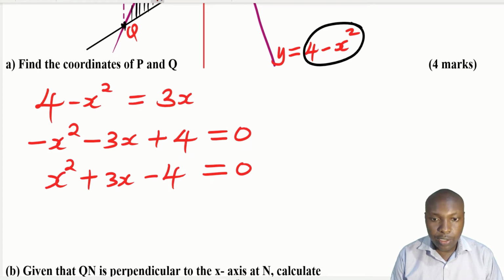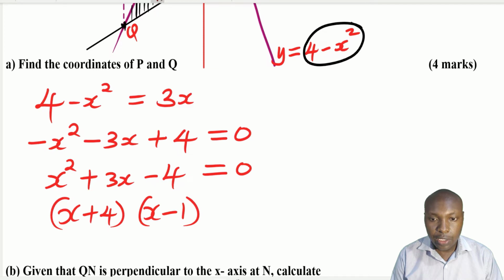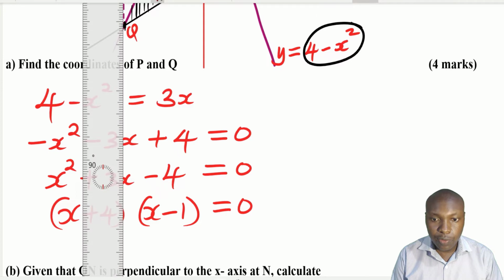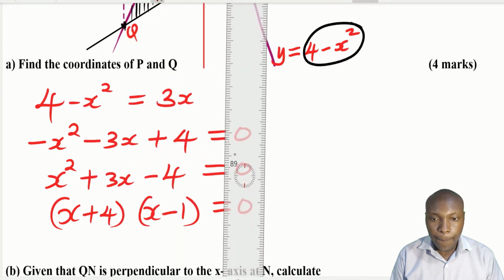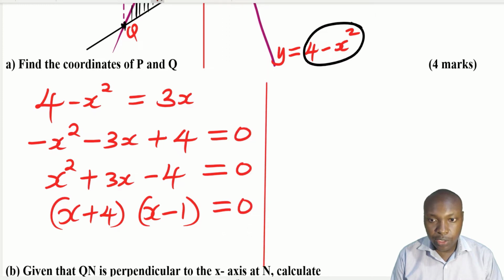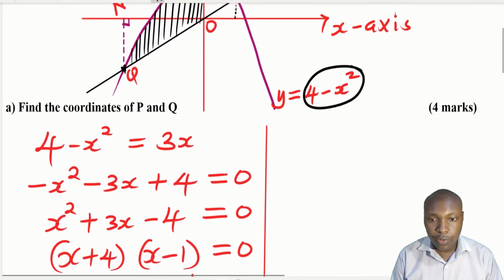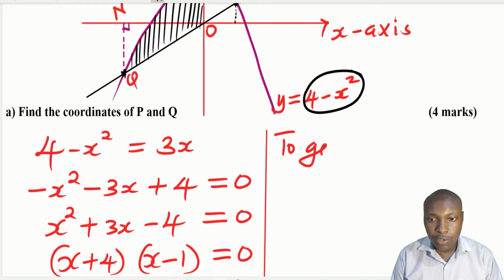Factorizing this equation, this is what you get: (x + 4)(x - 1) = 0. We're simply getting the value of x where the curve and the line are intersecting. So the values of x will be -4 or 1. They're intersecting at two points, x = -4 and x = 1.